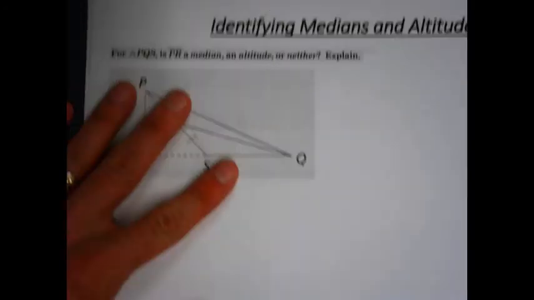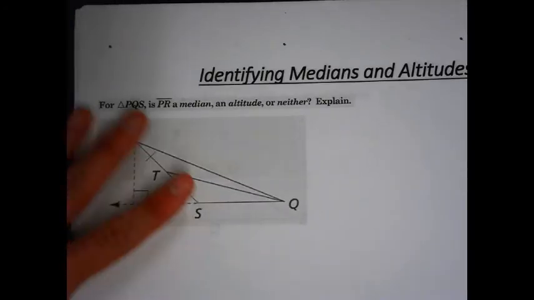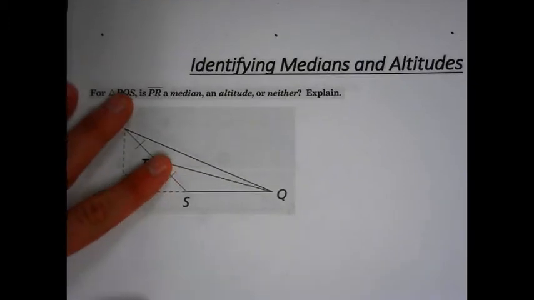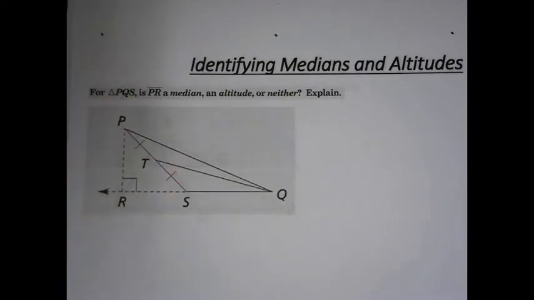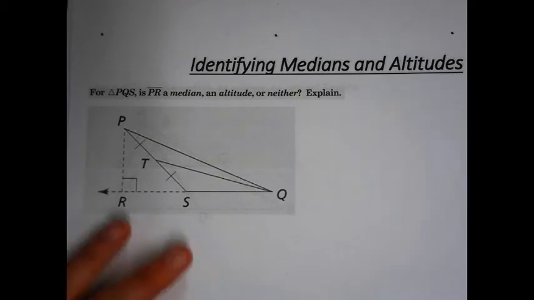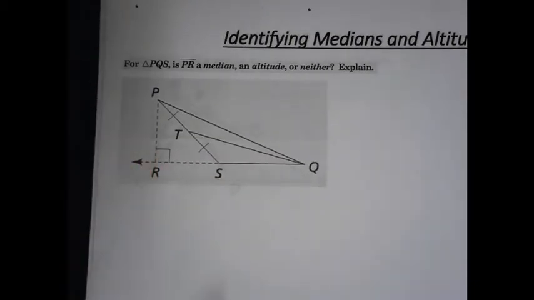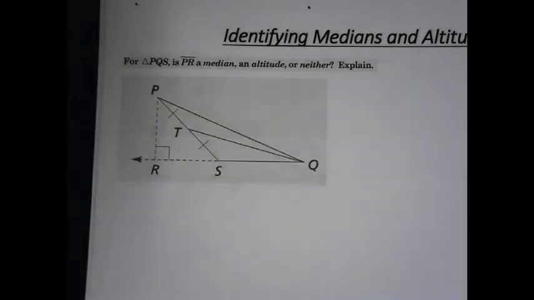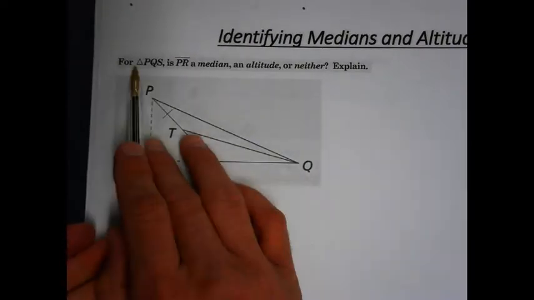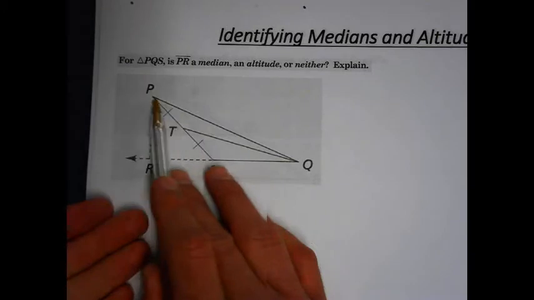Let's do some examples. Let's learn these notes. We're going to identify medians and altitudes. So back to that vocabulary piece that we were learning about. So here's an example. For the triangle PQS, is PR the median and altitude or neither? Explain. So we got to look at this triangle. Well, there's triangle PQS.